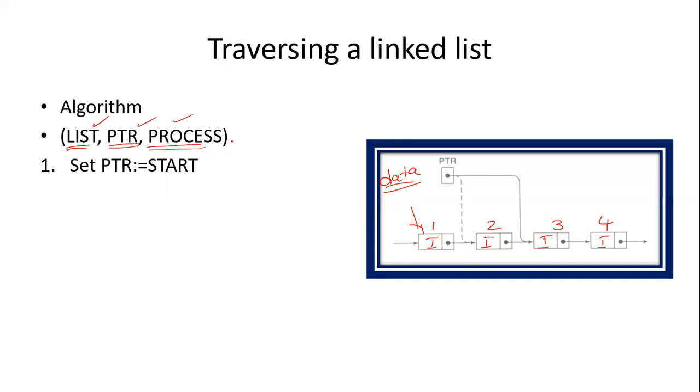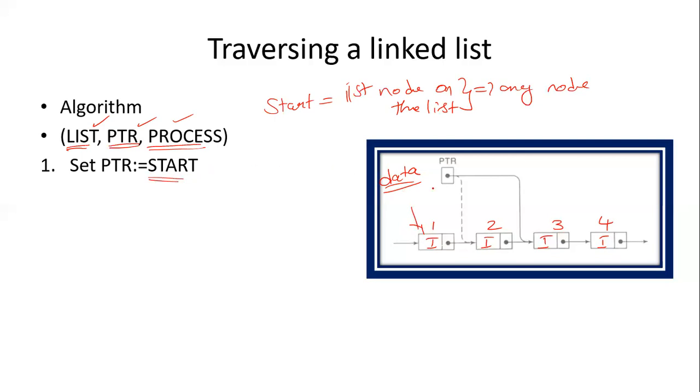So what do we do first? First we set PTR equal to START. PTR is equal to START. You may ask, what is START? START is a variable which points to the very first node on the list. Or, depending on the case, we can configure it to any node.